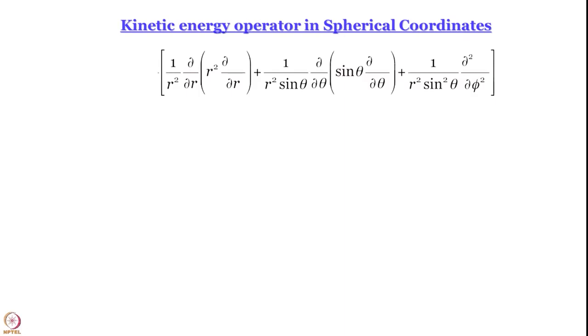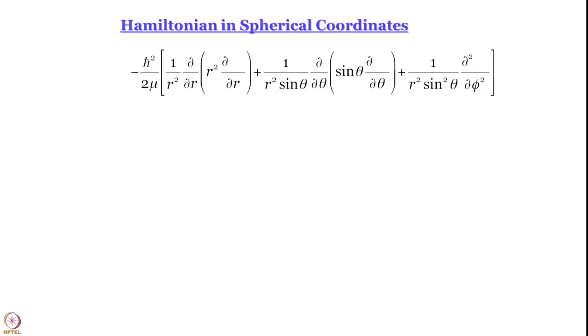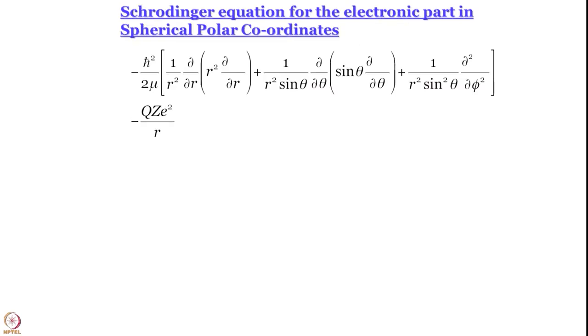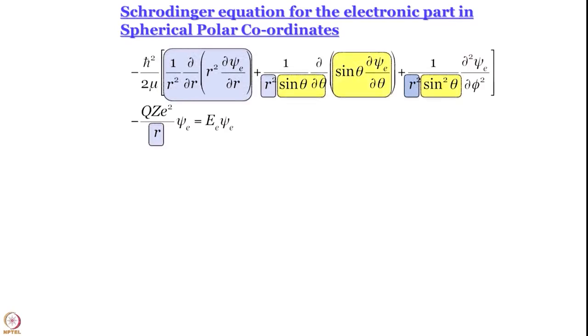So anyway, axiomatically we take the kinetic energy operator in spherical coordinates, this is the Laplacian. So multiply it by minus h cross square by 2 mu, and to get the Hamiltonian, we add minus qz square by r. To get the Schrodinger equation for the electronic part in spherical polar coordinates, we make this Hamiltonian in spherical polar coordinates operate on psi e to give us E into psi e. Now, all this is in r, all this is in theta, all this is in phi.